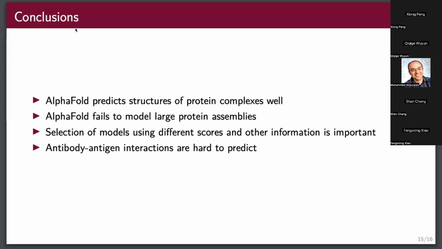We suggest using not only AlphaFold scores, but also other available information from these old school scoring methods like Kliment's Voronoi-based methods and other methods, and also the template information and so on. And antibody-antigen interactions are hard to predict, and maybe in the future we should focus not only on how to get TM score from 0.95 to 0.97, but on those harder cases where AlphaFold doesn't work.